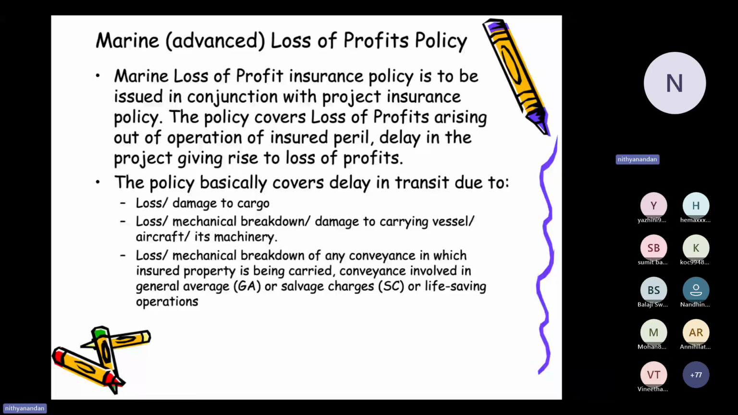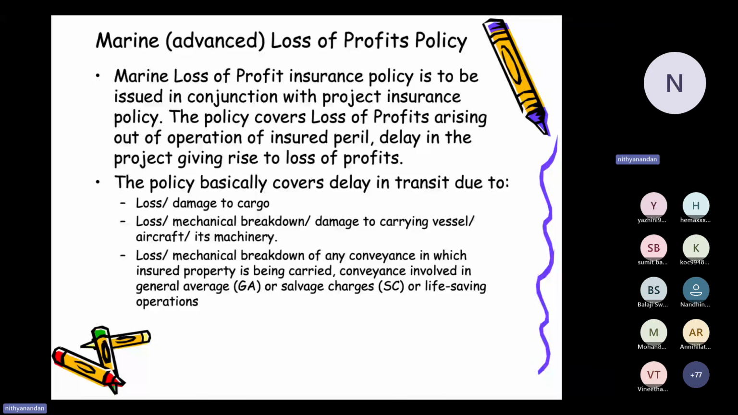Advance loss of profit means the machinery which is erected before commissioning of the machinery or commissioning of the factory, something happened to the machinery and a new machinery has to be bought and erected. Because of this reason, the commissioning date of the factory is delayed.